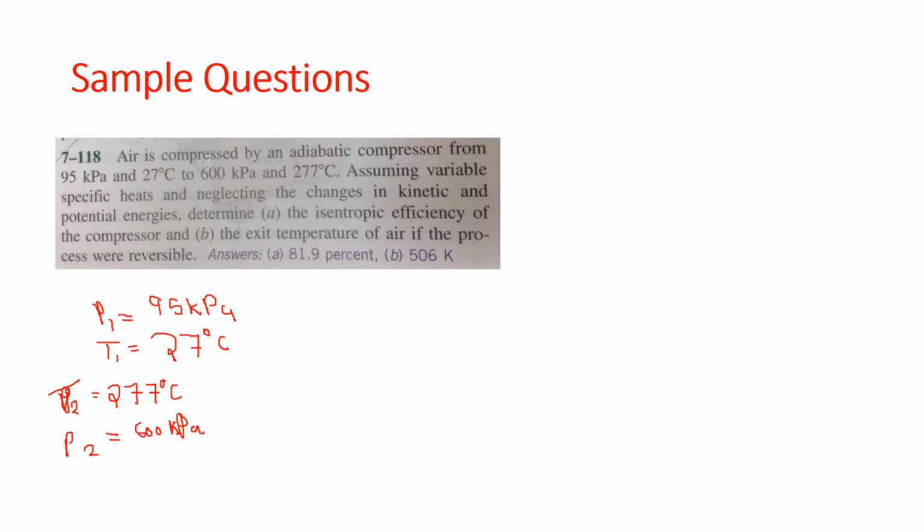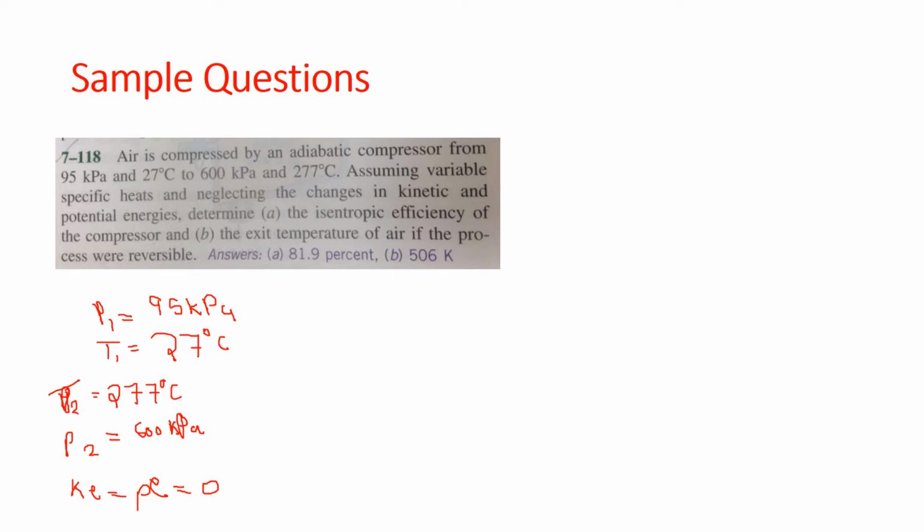Okay, so state 1 and state 2 are given. Assuming variable specific heat and neglecting the changes in the kinetic and potential energies. It is given as an adiabatic system, and what else is given? Air. So what is air? Air is an ideal gas, with variable specific heat, that is also given to us. He also said kinetic and potential energy are negligible, which means you can consider them as 0.